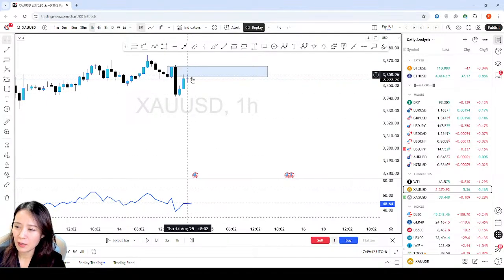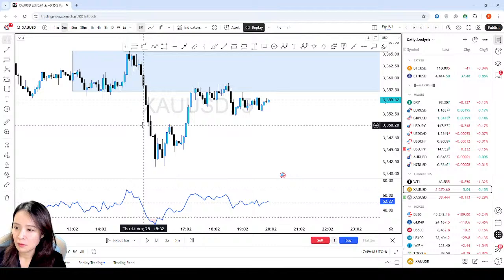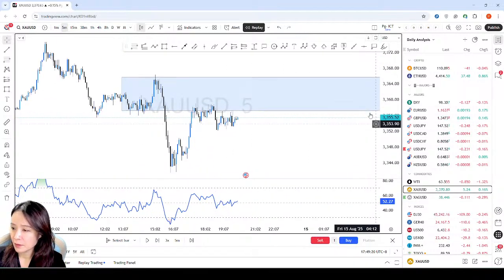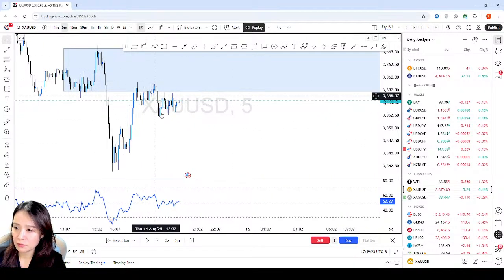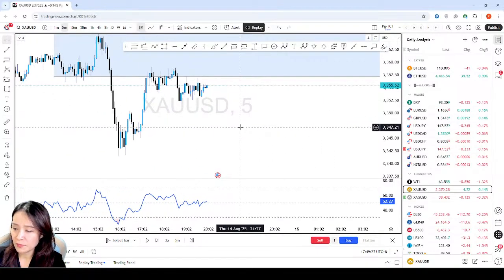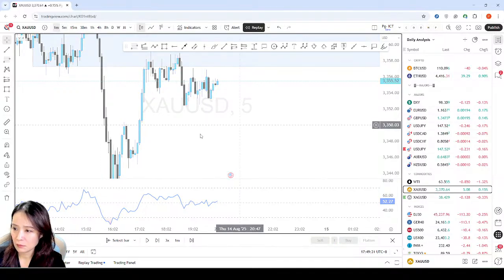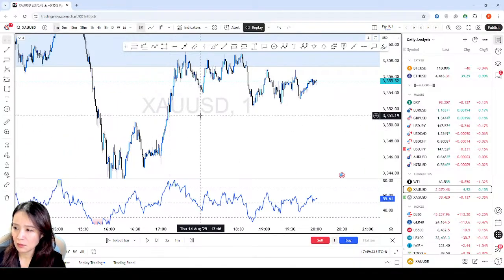Oh, okay, now it's a bit too fast, but we can go to the lower time frame. It's going to look like this. Okay, now price goes into the box. Okay, in the box here. Do you see the confirmation yet? Okay, I'm going to look.